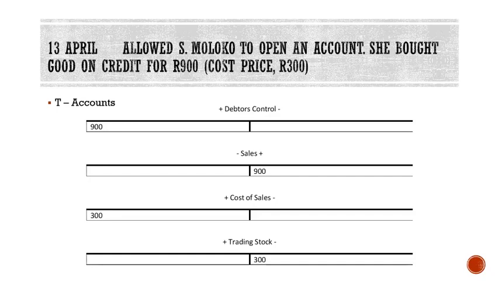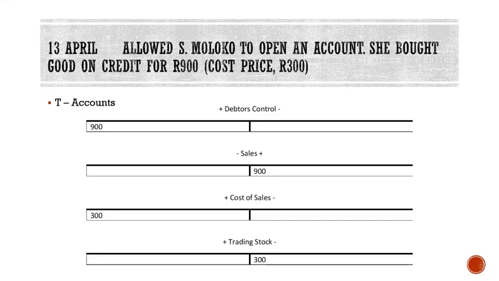Our debtors control, which is an asset, this is money that we will receive at a later stage. Assets increase on the debit side, therefore debtors control will be debited with 900 Rand. Why do we have debtors control? Because we had sales. Sales will increase on the credit side. Remember, sales is an income. Income increases on the credit side.